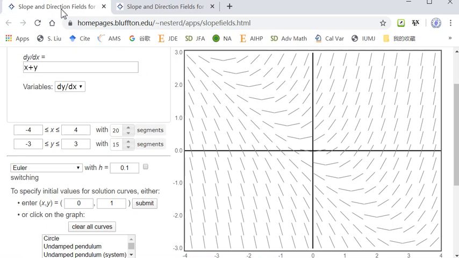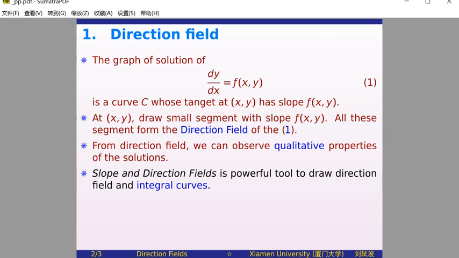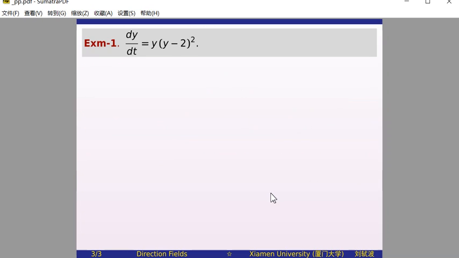Now I will demonstrate how to use this web page to construct a direction field by the following example. We consider this ordinary differential equation. This is a nonlinear equation. So how do we study this equation? Of course, this equation is solvable. We can solve it by integration, but the computation will be very tedious if we just want to obtain some qualitative properties. We don't need to solve the equation, right?